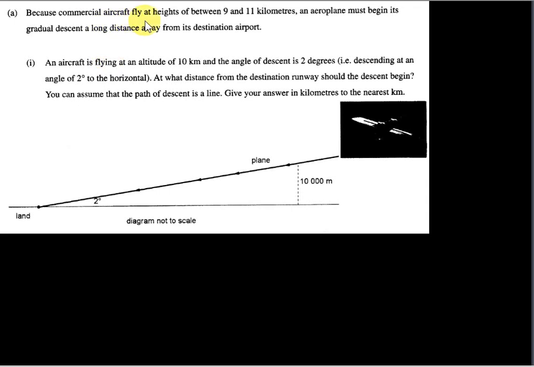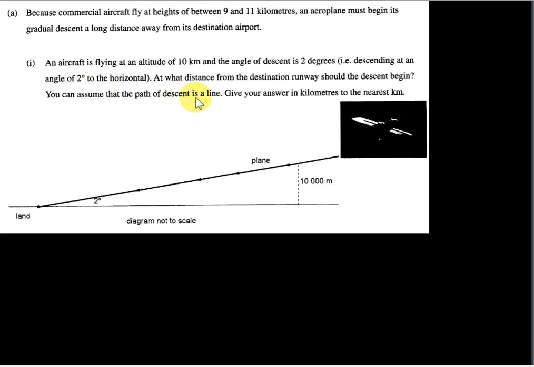Because commercial aircraft fly at heights of between 9 and 11 kilometers, an airplane must begin its gradual descent a long distance away from its destination airport. An aircraft is flying at an altitude of 10 kilometers and the angle of descent is 2 degrees, that is, descending at an angle of 2 degrees to the horizontal. At what distance from the destination runway should the descent begin?